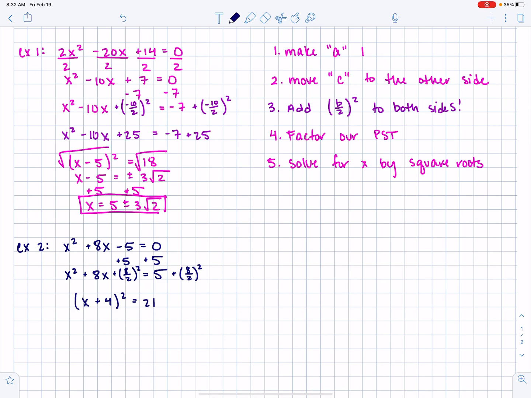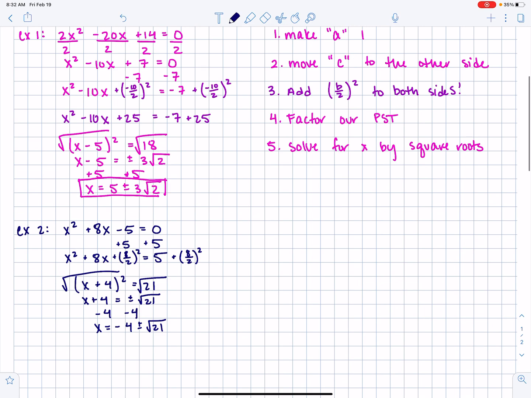That's going to be 21. Take our square roots. We get x plus 4 is equal to plus or minus the square root of 21, which cannot be simplified. Subtract 4. Final answer on this one is x is equal to negative 4 plus or minus the square root of 21. Hopefully you did pretty well on your own on that one.